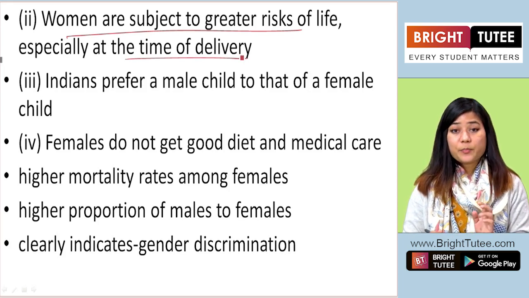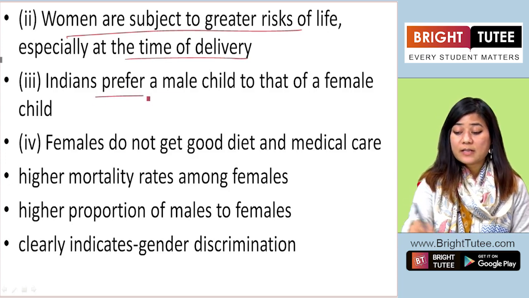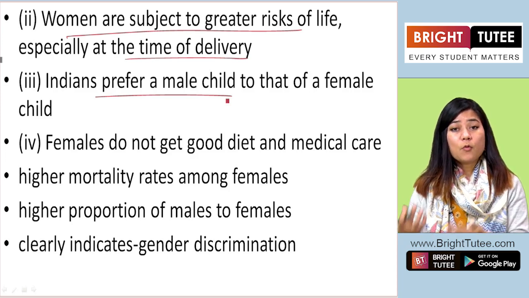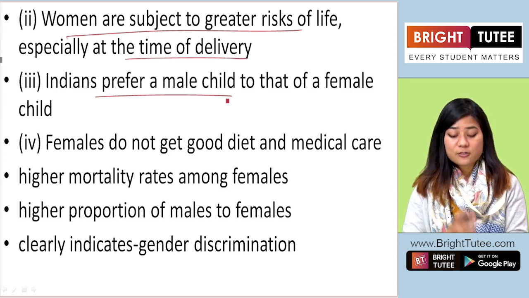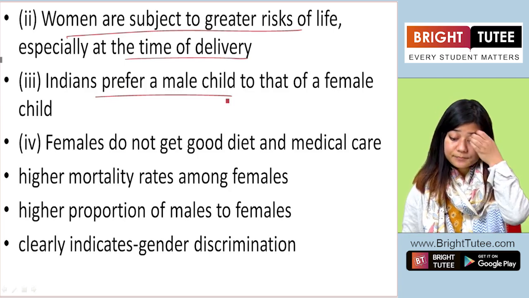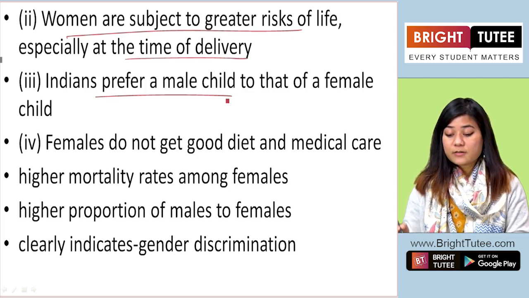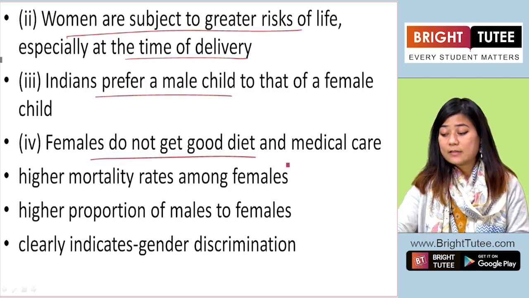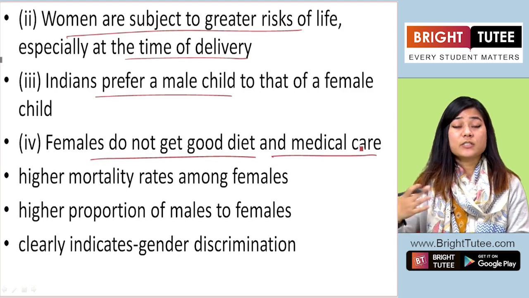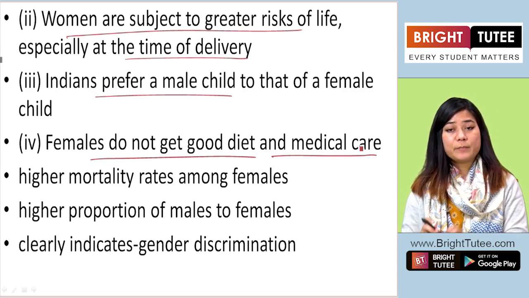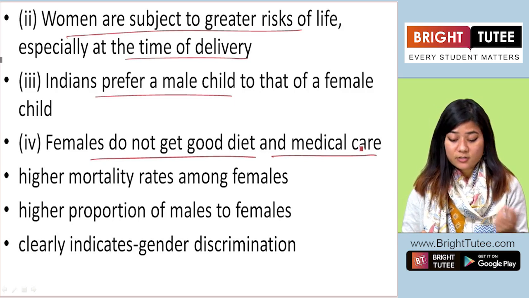In India, the preference for male children dominates the preference for female children. Male children are preferred more compared to female children, and female children are preferred less. Females do not get a good diet, good food, and on top of that they also do not get medical care. So lack of health and lack of medical facilities is another cause.